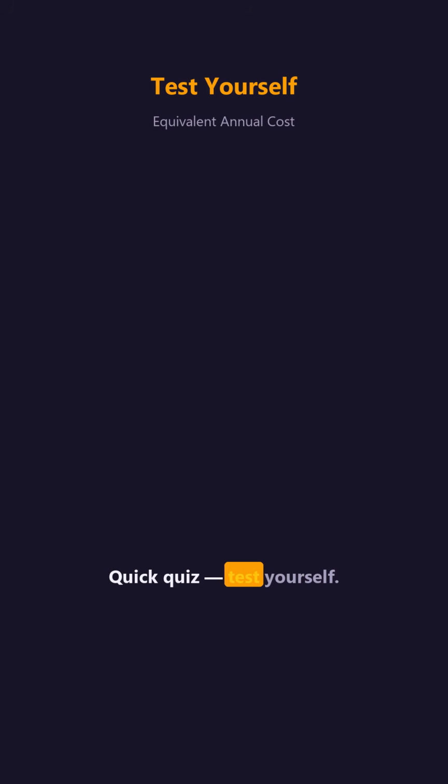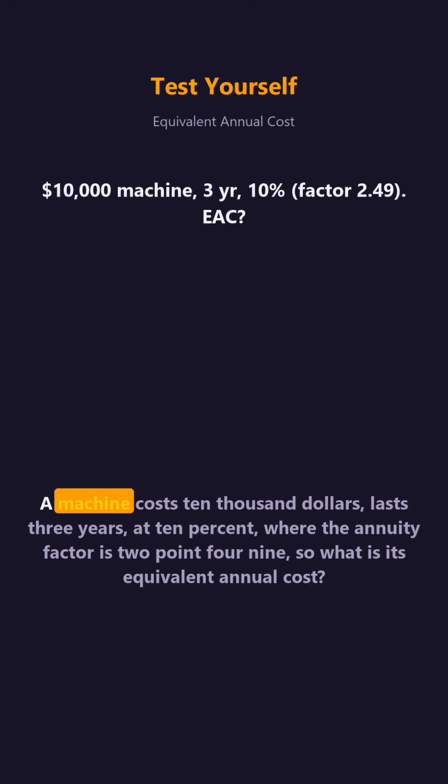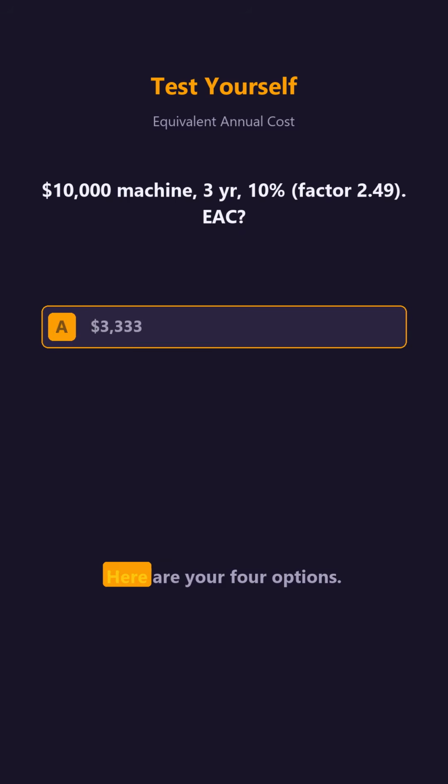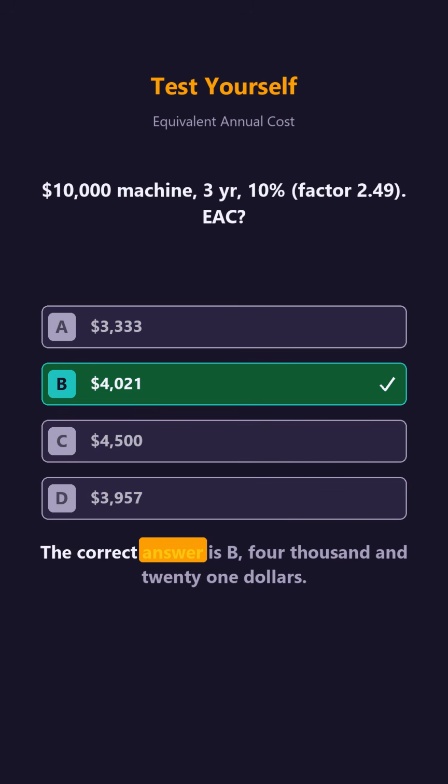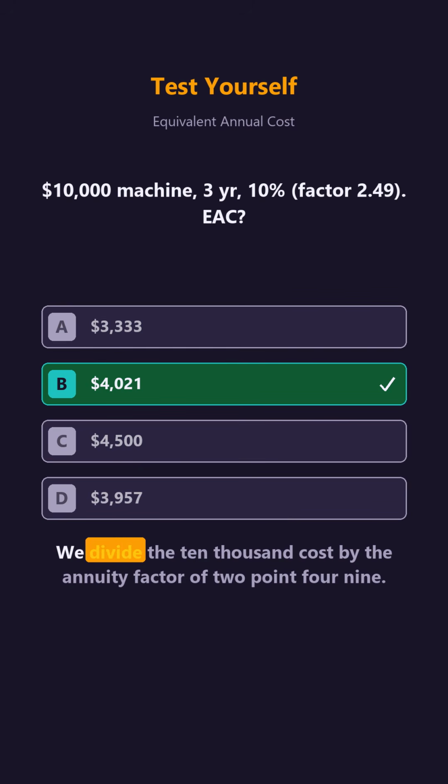Quick quiz, test yourself. A machine costs $10,000, lasts 3 years, at 10%, where the annuity factor is 2.49, so what is its equivalent annual cost? Here are your 4 options. Pause the video and solve it now. The correct answer is B, $4,021. We divide the 10,000 cost by the annuity factor of 2.49.